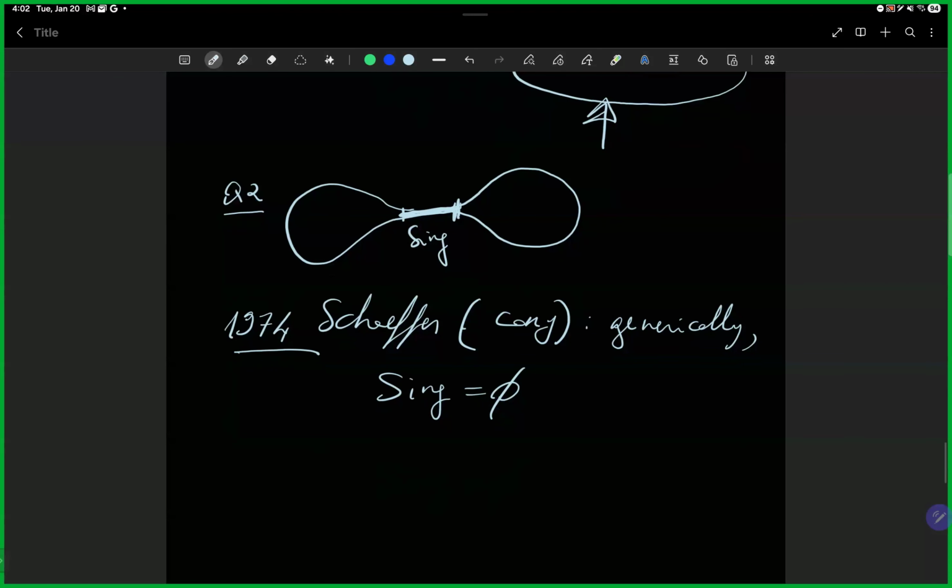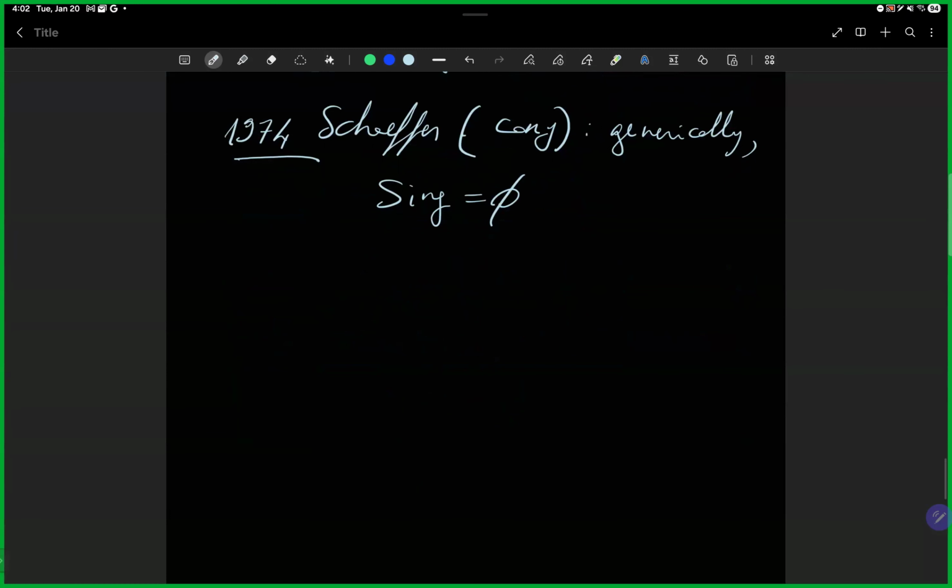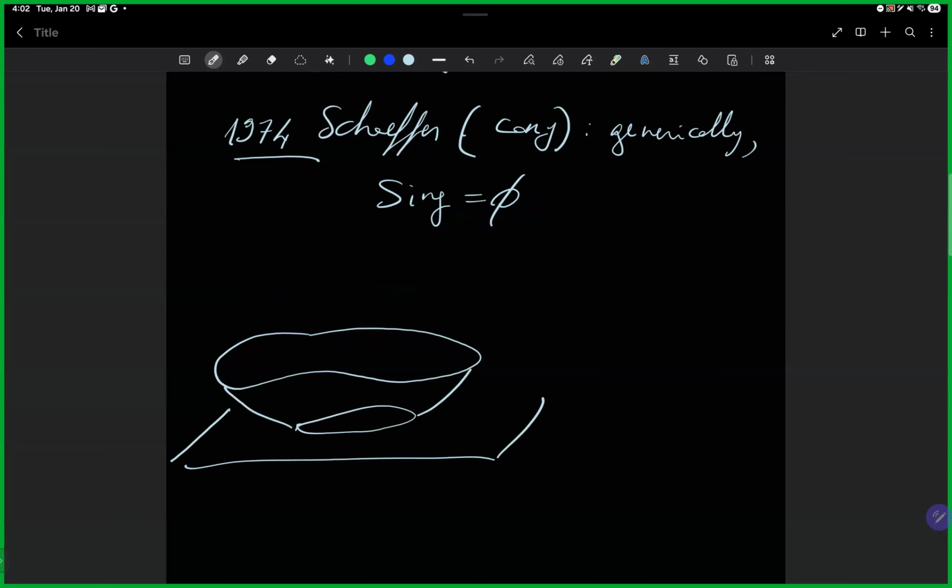Let me try to formulate this in a more robust and more mathematical way, because Scheffer didn't say what he means by generically. So let's think of the following. I have my metal wires to which I attach my membranes, right? And now let me take a one parameter family of metal wires. So I have my obstacle here, and now I move the metal wire up.